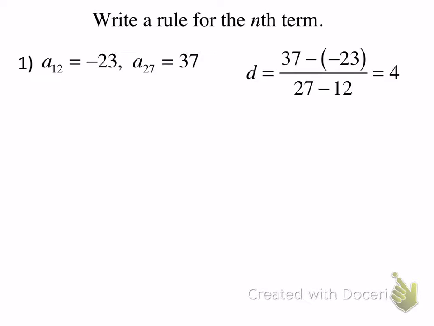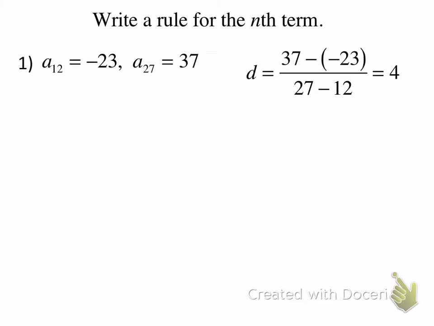Okay, we found the common difference. What do we need to write the explicit rule for the nth term? We need two things: the difference and the first term. We've got the difference. Now we've got to go for the first term. So what formula am I using? Yep, a of 12.